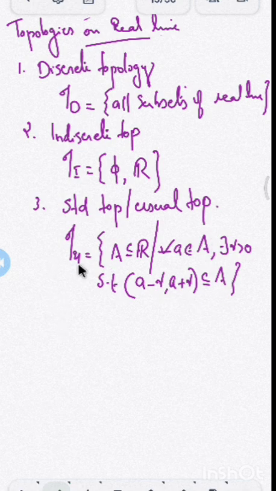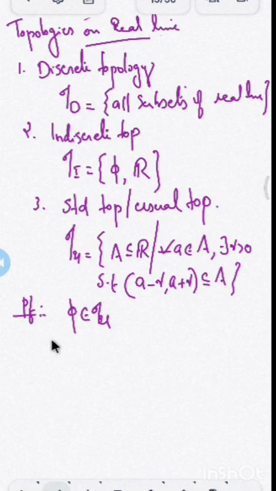And I can prove that this tau u is a topology. Okay, we will see the proof. Tau u is a topology. First of all, the empty set clearly belongs to tau u because it has no elements, so it trivially satisfies this property. The second axiom is that the full set should belong to tau u. What is the full set here? It is the real line itself. So we have to show R belongs to tau u.